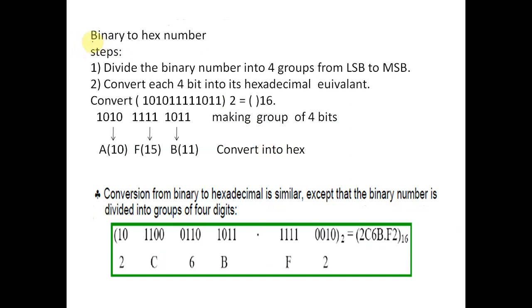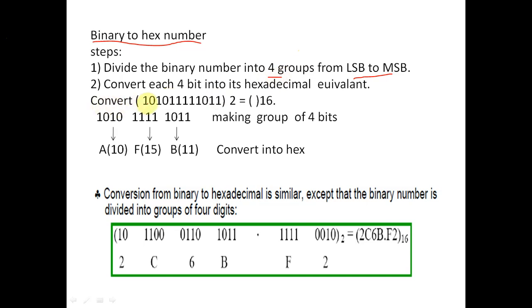The next conversion method is the binary to hex number system. In binary to hex, divide the binary number into groups of 4 from LSB to MSB. Convert each 4 bits into its hexadecimal equivalent. In the hexadecimal number system, there are 16 symbols, 0 to 15, so we make groups of 4 bits.